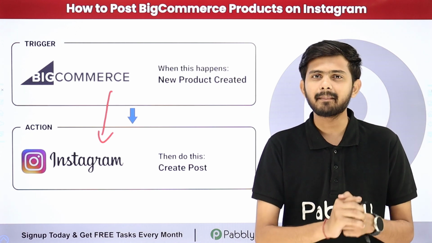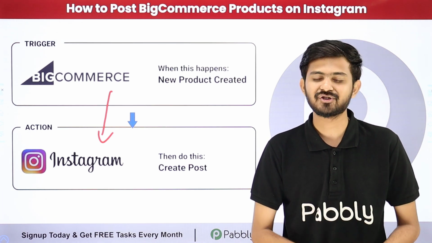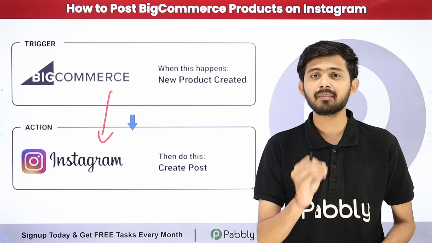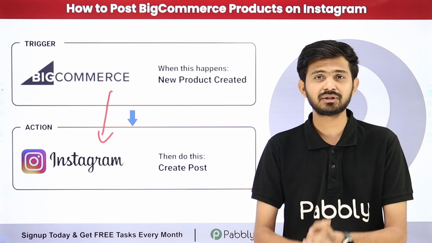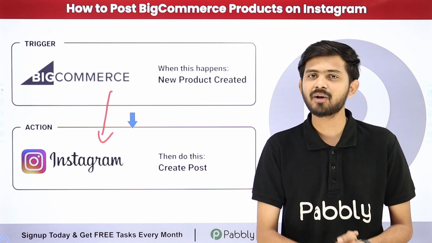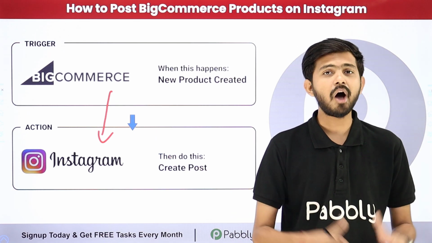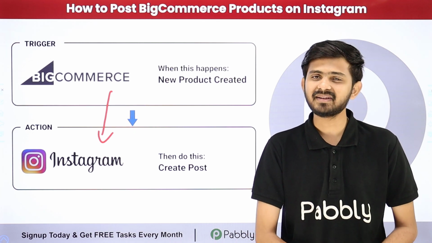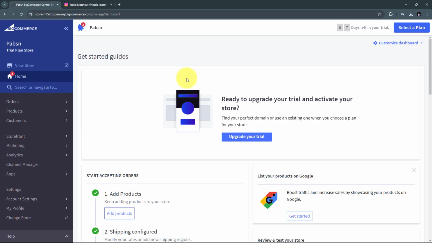Pabbly Connect is an amazing software for automation and integration. With Pabbly Connect, whenever I add a new product on my BigCommerce store, automatically by using those details, I'm going to create a new post on my Instagram account. So how am I going to build this connection? For that, let me take you to my computer screen. I hope you can all see my computer screen, and today we are going to see how we can post BigCommerce products on Instagram.